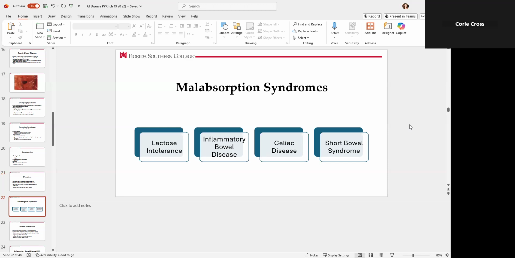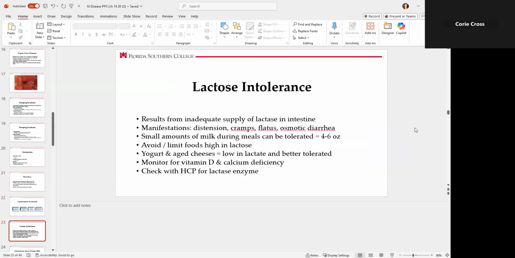Malabsorption occurs secondary to nutrient maldigestion or from alterations to the absorptive surface of the intestinal mucosa. Symptoms depend on the disorder that's causing it. Nutrition therapy is individualized based on the symptoms, the condition, and the complications the person is having. So we're going to talk about lactose intolerance first.